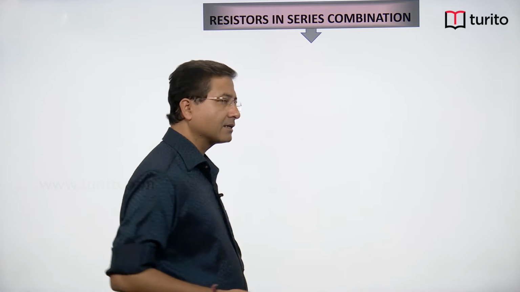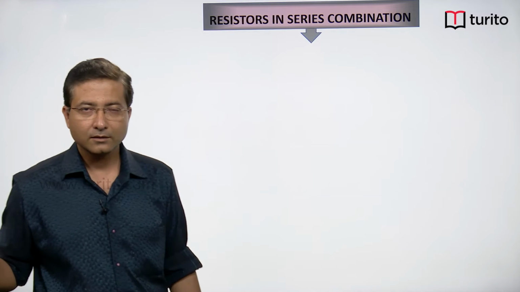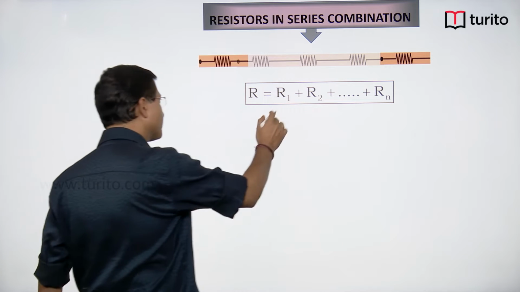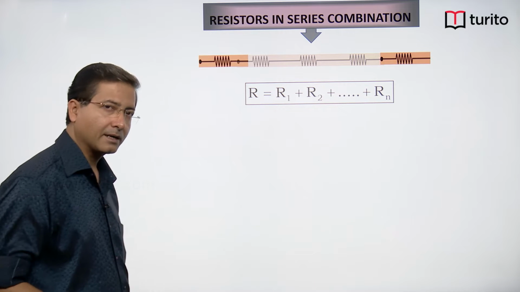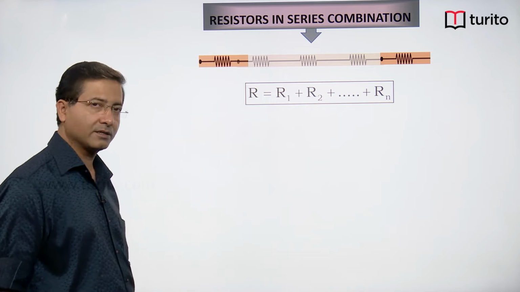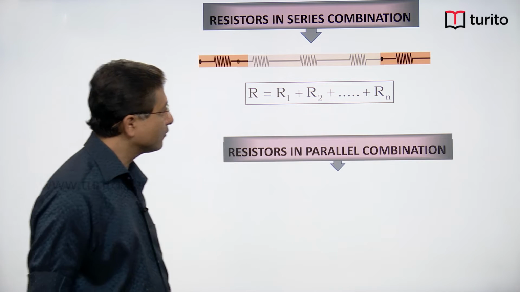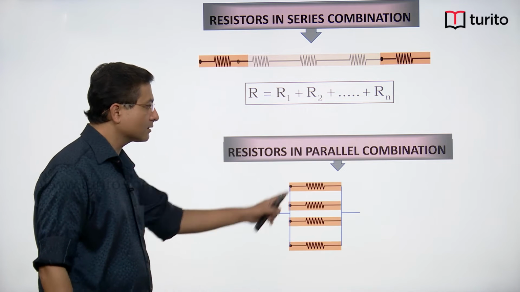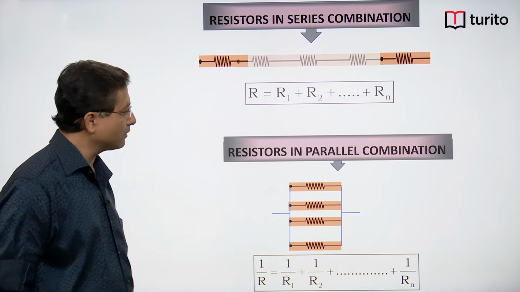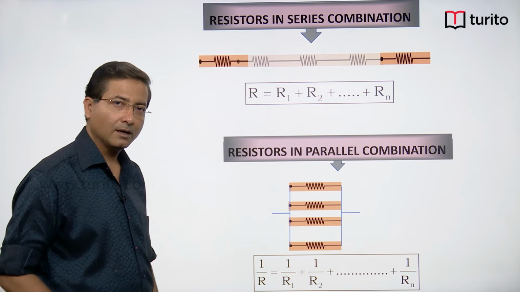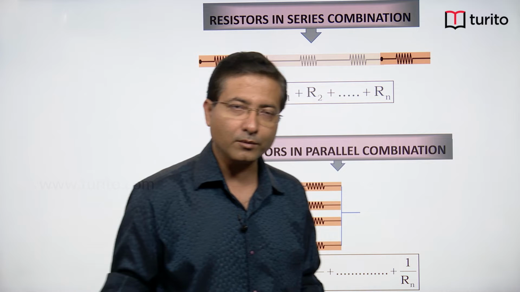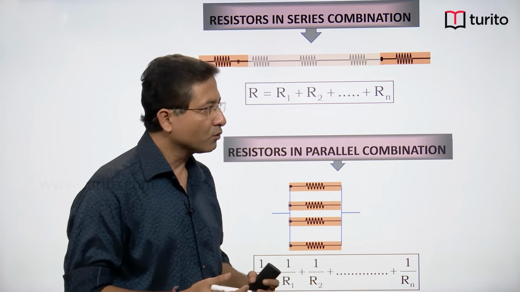When resistors are connected in series, we learned that we need to add resistances. We can directly apply the formula R is equal to R1 plus R2 plus R3 up to Rn, if n resistors are connected in series. Then we derived the formula for parallel combination, where all the resistors are connected in parallel: 1 upon R is equal to 1 upon R1 plus 1 upon R2 up to 1 upon Rn.